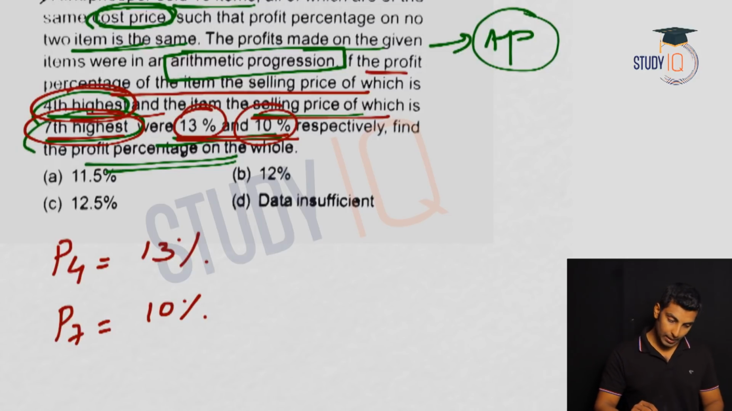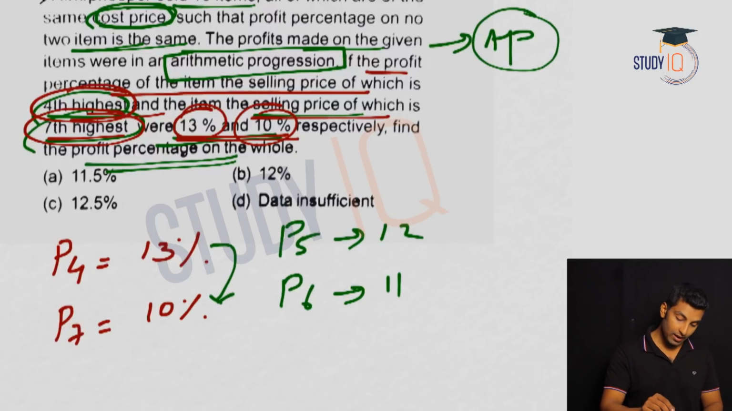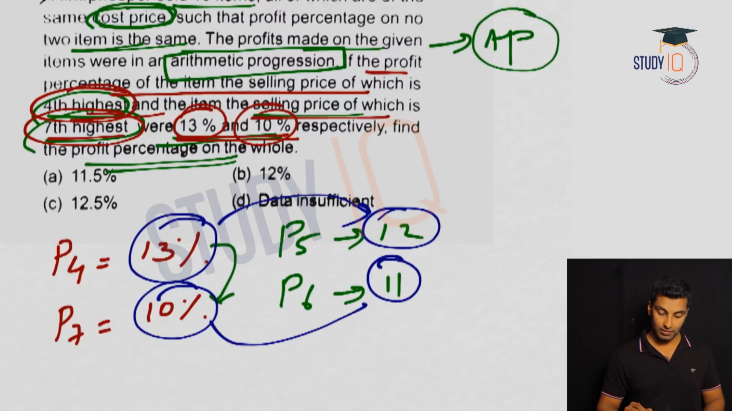Then what will be P5 and P6? See, P4 and P7 is given, so you can find P5 and P6. Because, see, 5, 6 is the middle term, right? It has to be 12 and 11, right? Why? Because it's an AP. So this is 13, this is 10, means there are two terms in between. So that 2 has to be different and there should be a common difference. So we know that the common difference is 1. So that's why you are getting 12 and 11. So P5 is 12 and P6 is 11. So that's the reason why P7 is 10.